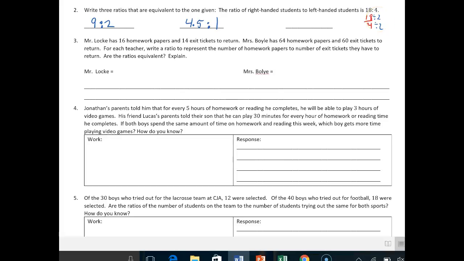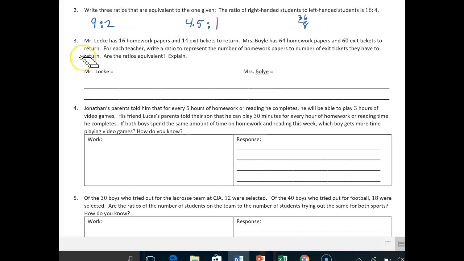But you could also go higher, right? Like what if you were in a room that had more than these 22 students? What would you expect if it was an equivalent ratio? So you could say 18 over 4 times 2, right? And we would get 36 over 8. So all 3 of those are equivalent ratios to 18 over 4.